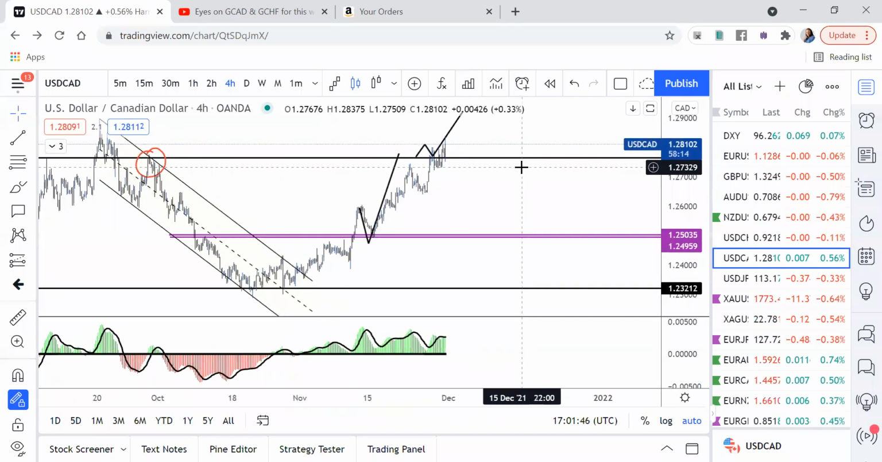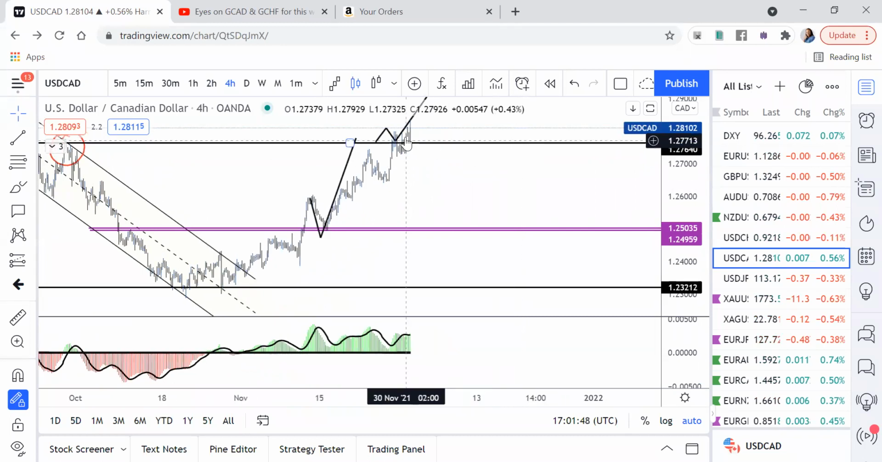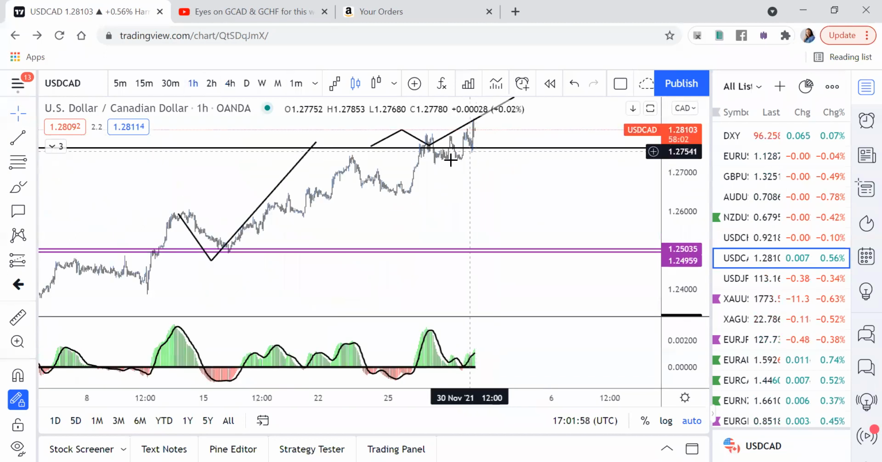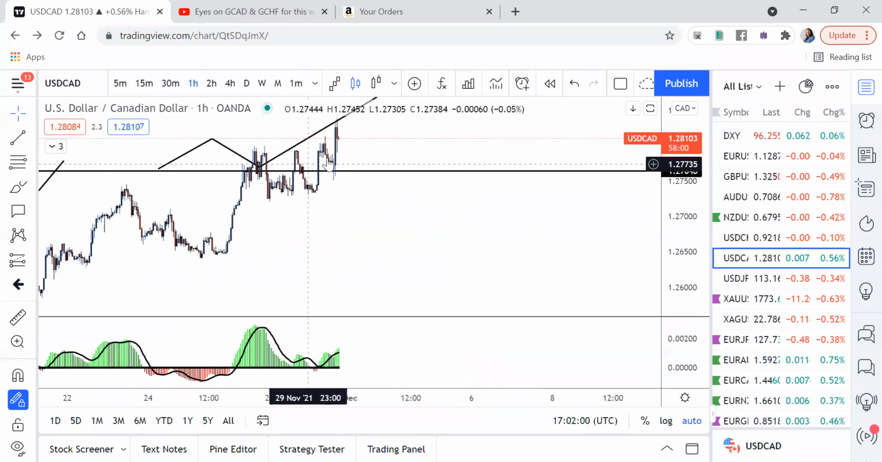So definitely, I would like to see USDCAD push higher first, and then when it comes down to give the retest, then I'll be more interested in it. But for right now, this breakout is still quite weak, and I won't be interested in anything on USDCAD.